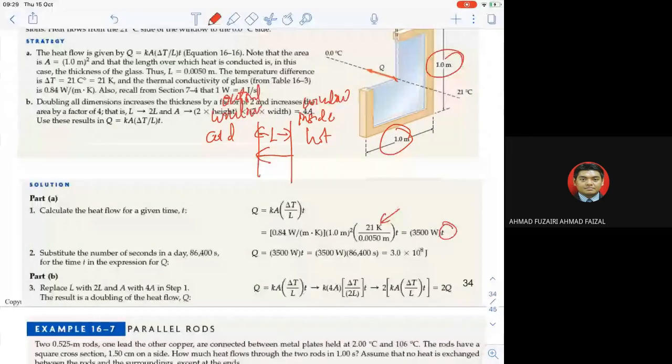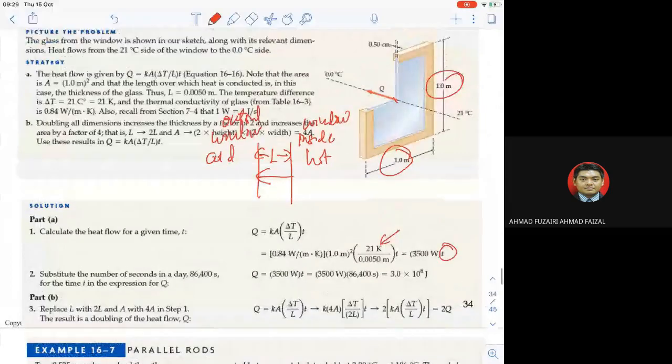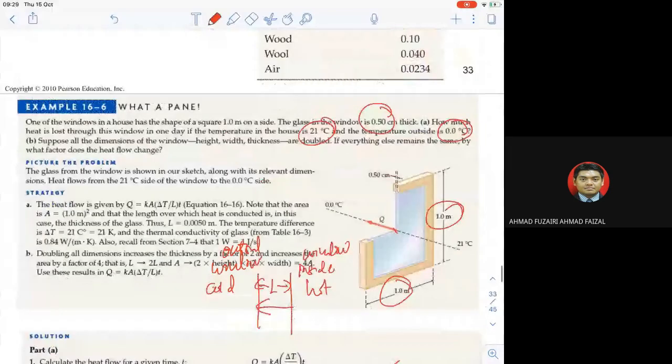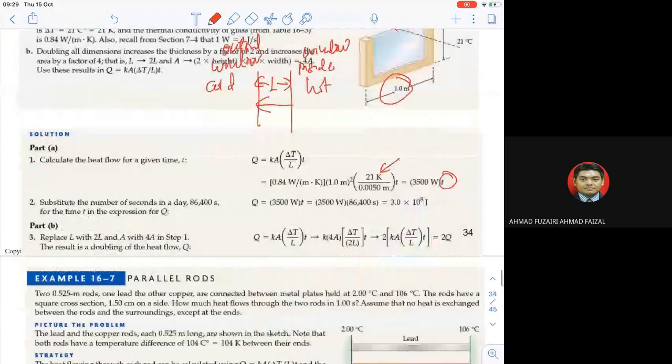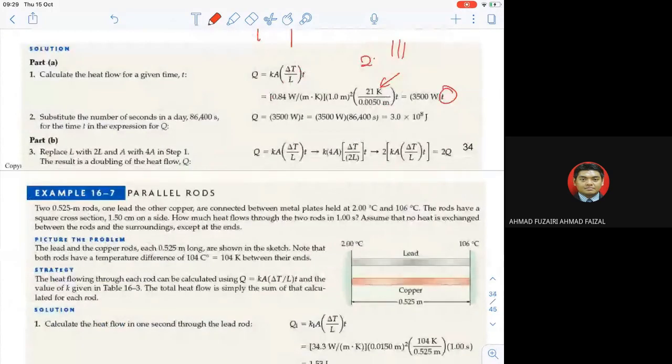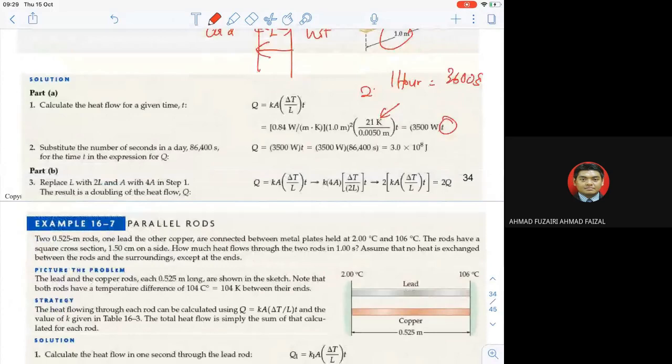But when you are considering 1 day, we need to consider the time taken in seconds. Time taken should be in seconds. So 1 day you have 24 hours, 1 hour is 3600 seconds, so times with 24 in order to get this. So the value for heat required is 3 × 10^8 joules. So that's how they did the thermal conductivity part.